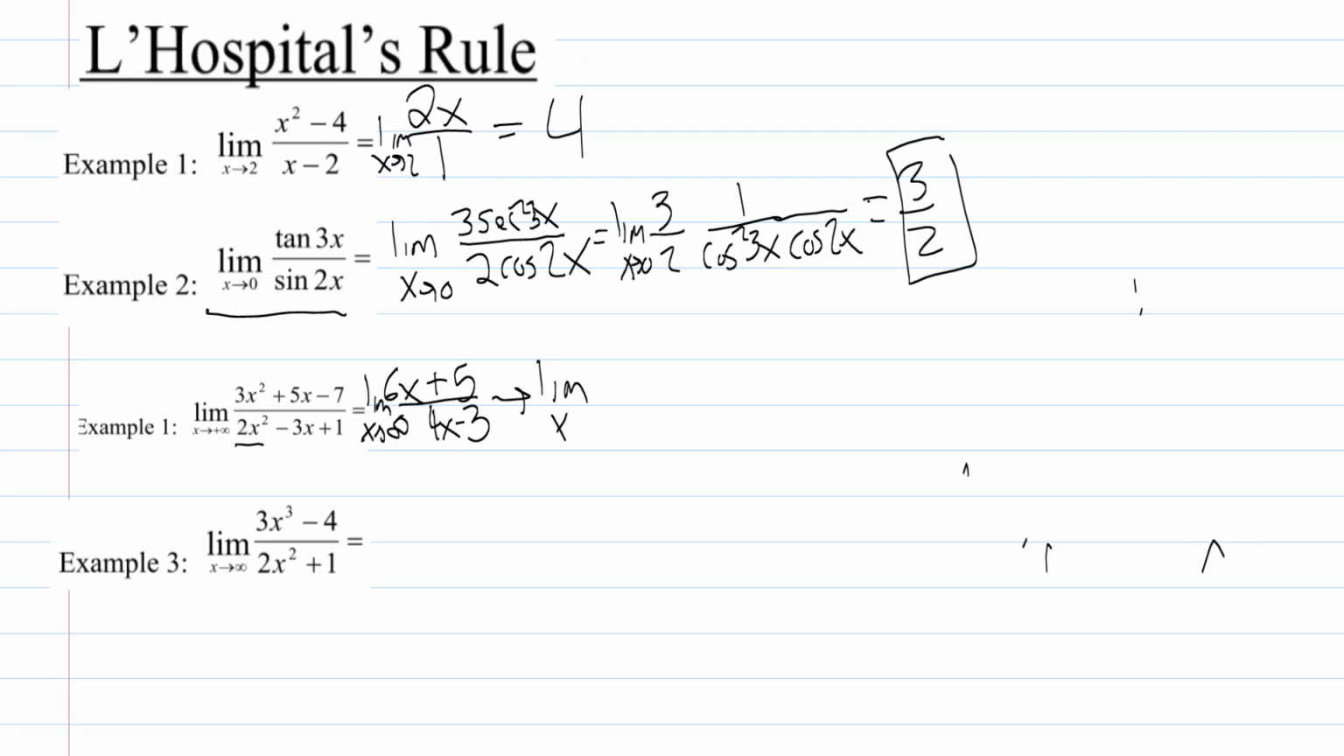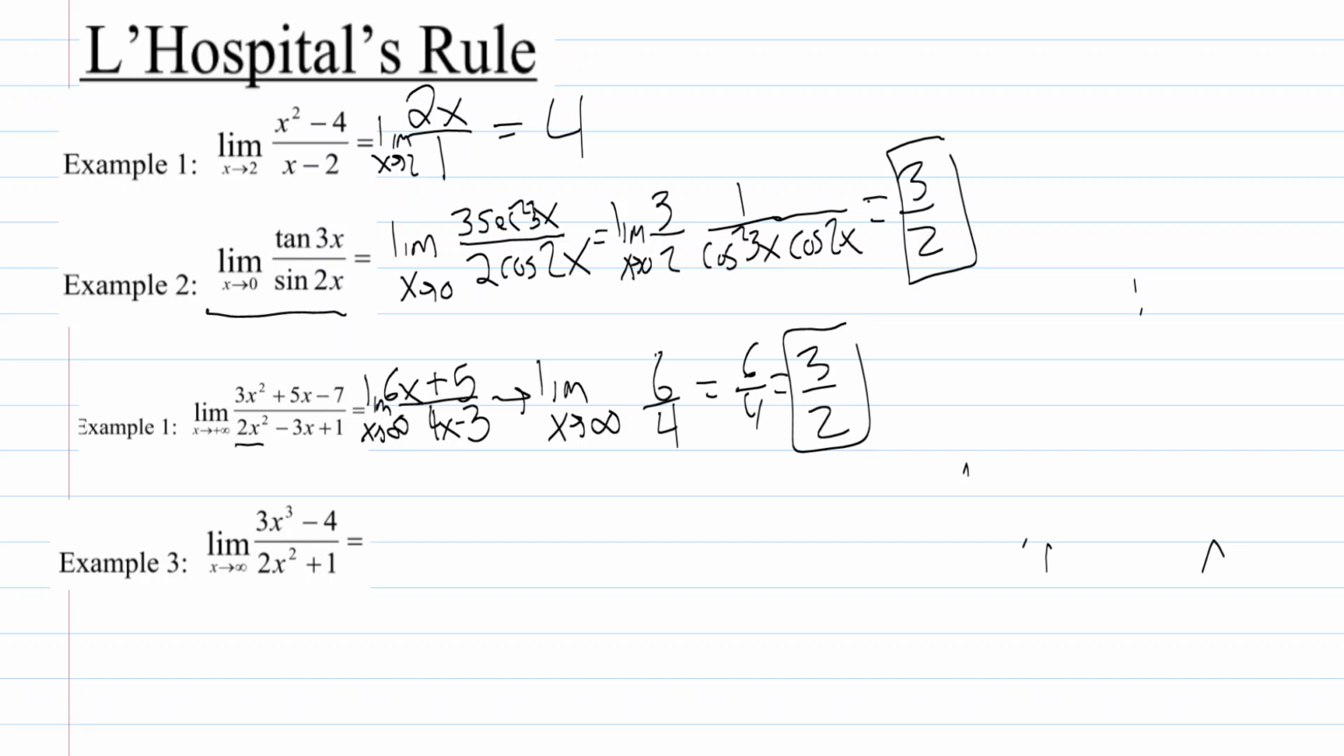So I go again, limit as x approaches infinity of 6 over 4. The 5 and 3 go away and the x's go away when we take the derivative. And we can see that there's no longer an x in the problem, so we're going to 6/4 or 3/2. Sweet. And our last example.